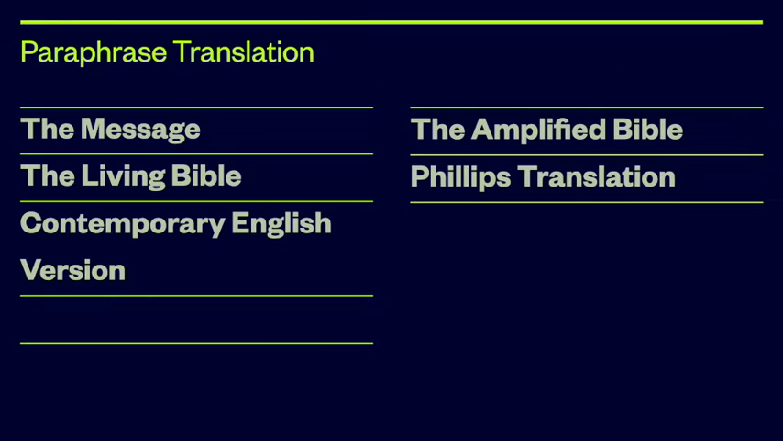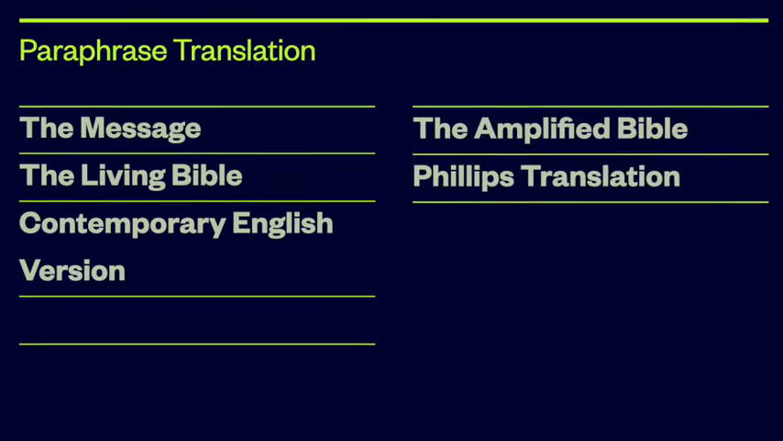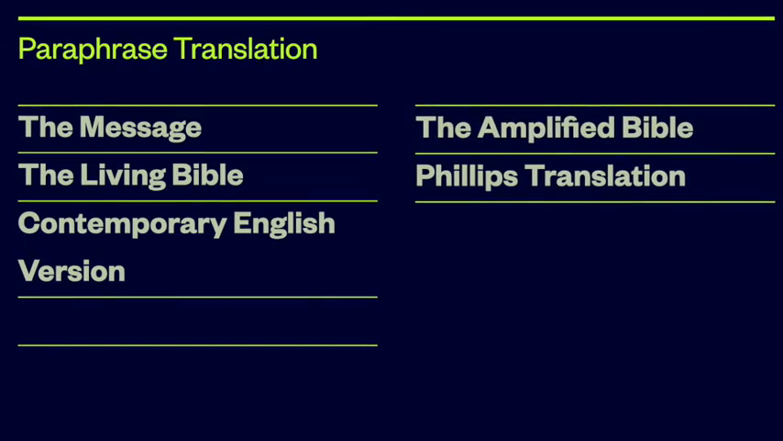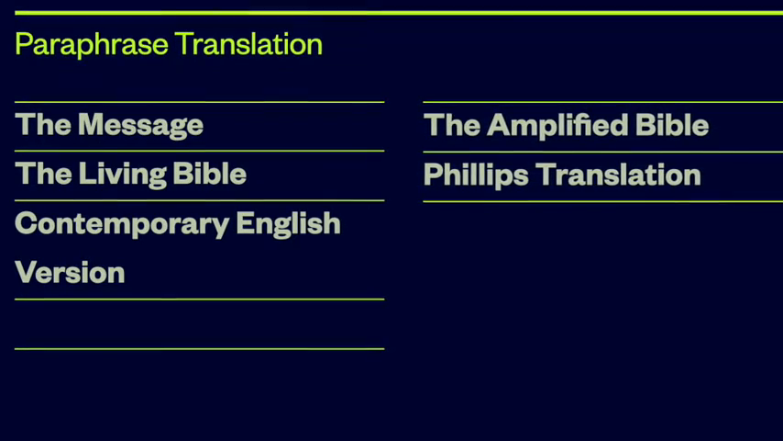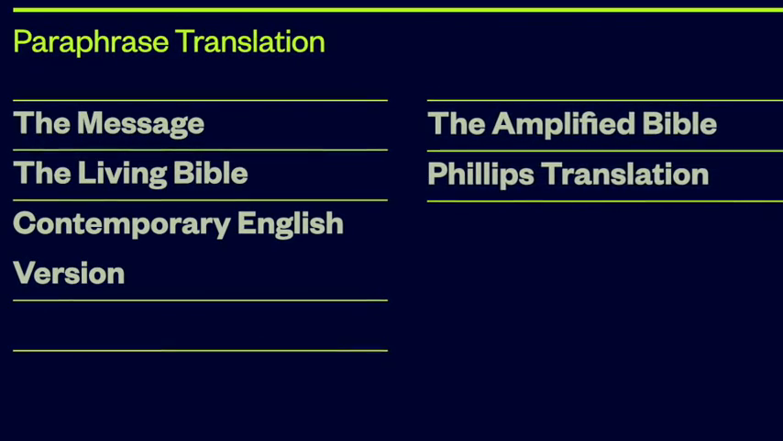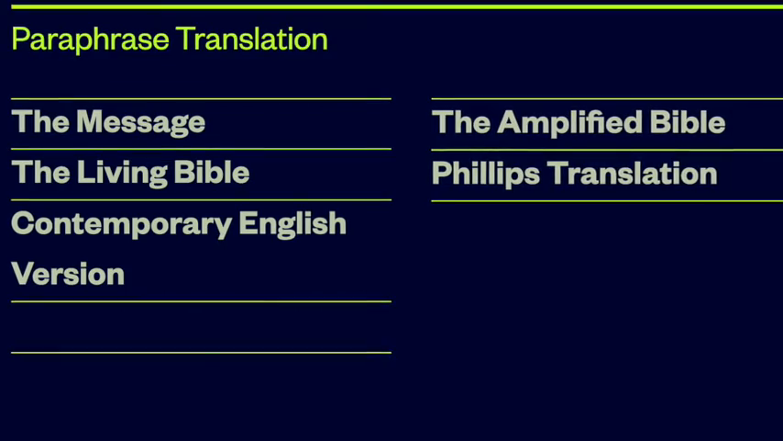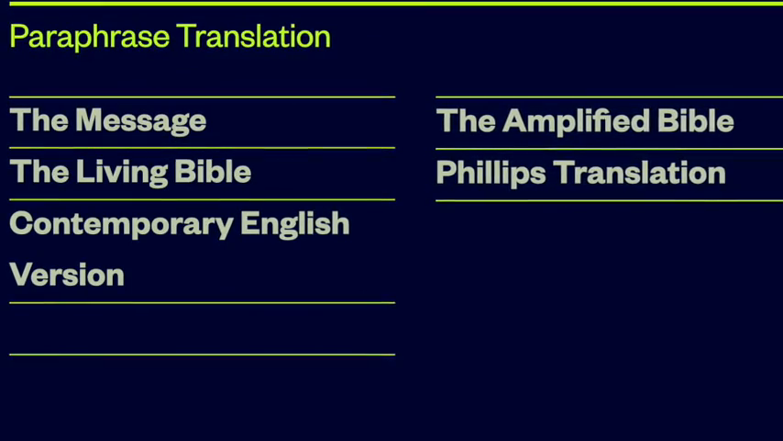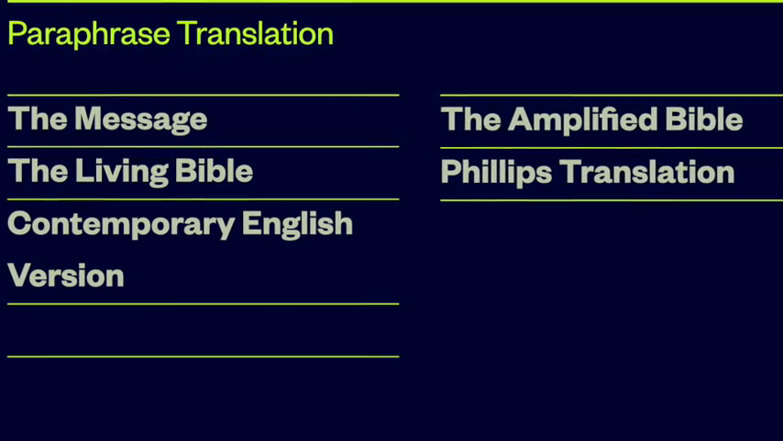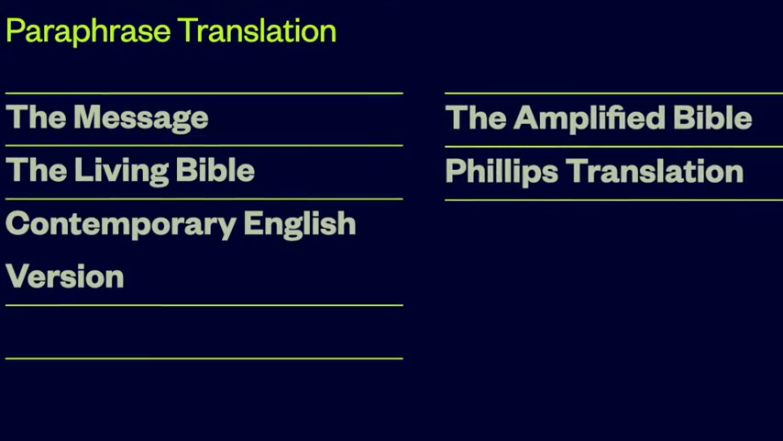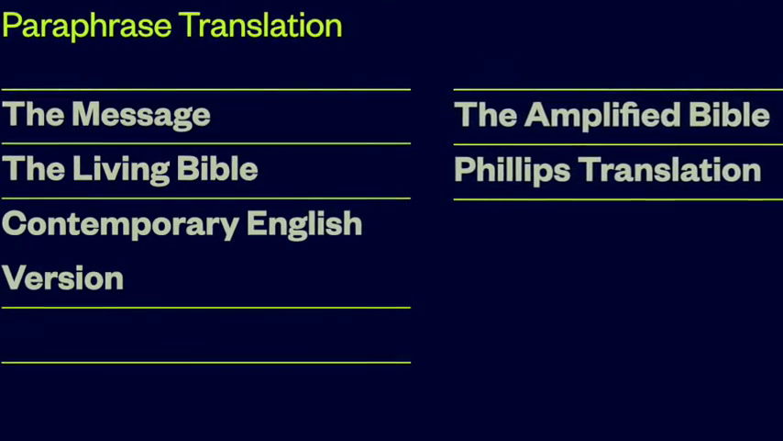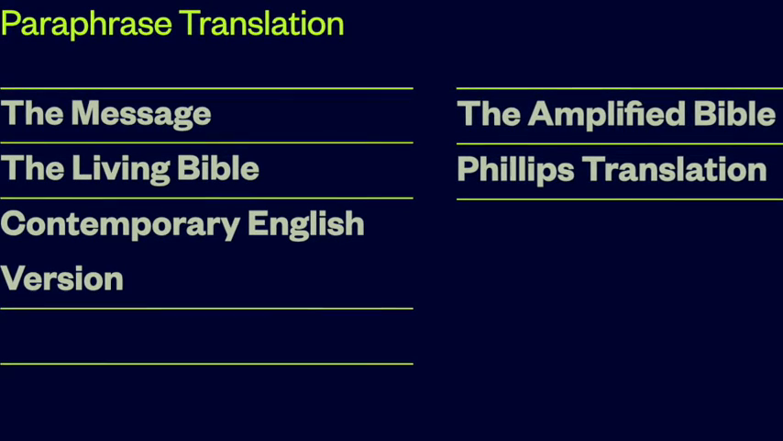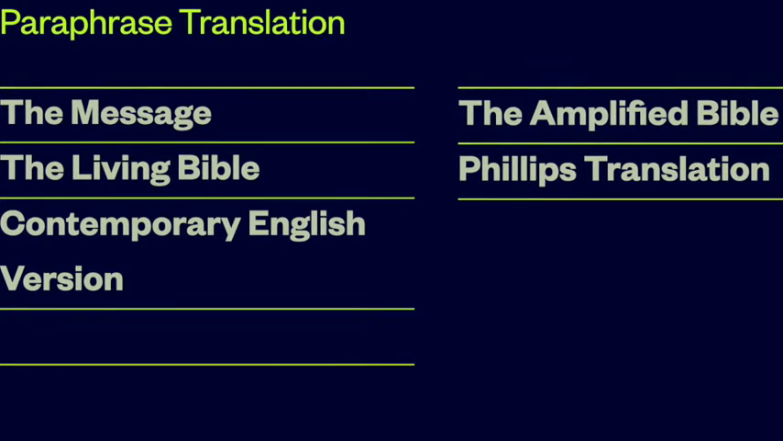The last method of translation is a paraphrase. It is a loose translation of the original text in words that are easy to understand. It will forego a word-for-word method, but try to capture the bigger idea of the author in simple language that all people can understand. Some popular Bible paraphrases are The Message by Eugene Peterson, the Living Bible, Contemporary English Version, the Amplified Bible, and the Phillips Translation.